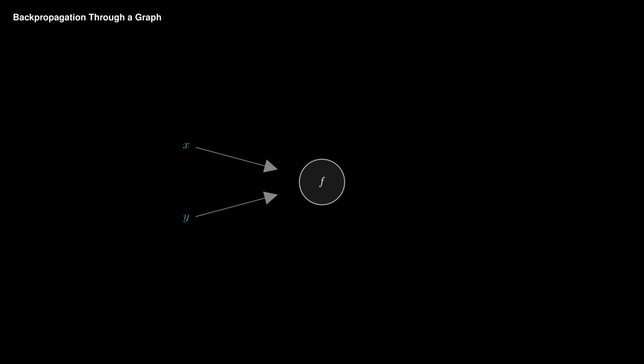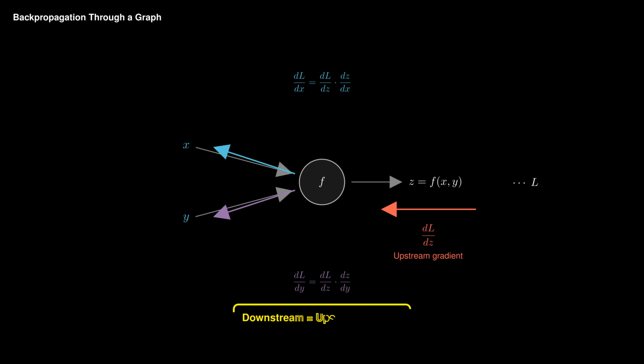Let's give these terms proper names. The upstream gradient is dL/dF_{i+1}. It comes from the output side flowing backward. The local gradient is dF_{i+1}/dF_i. This is just the derivative of the current node's operation. Multiply them together and you get the downstream gradient. Downstream equals upstream times local. This is the single most important formula in backpropagation.